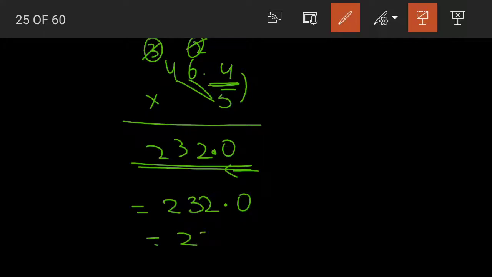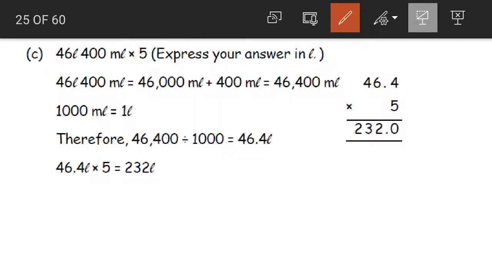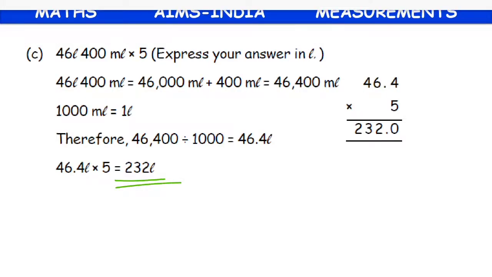232.0. That is nothing but 232 liters. Remember, 46.4 was in liters, so the answer will also be in liters. 232 liters is our final answer.